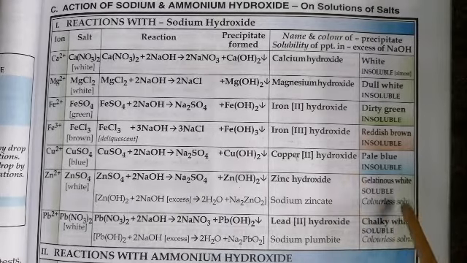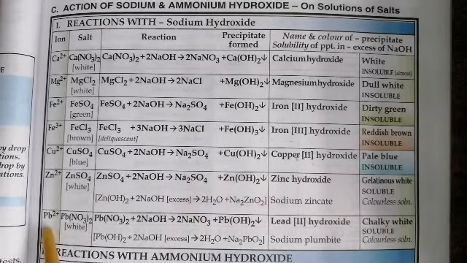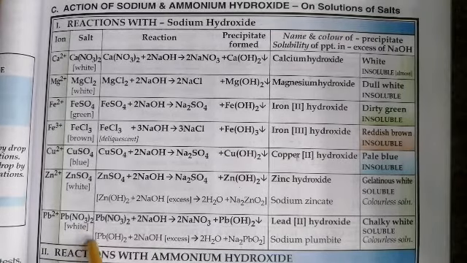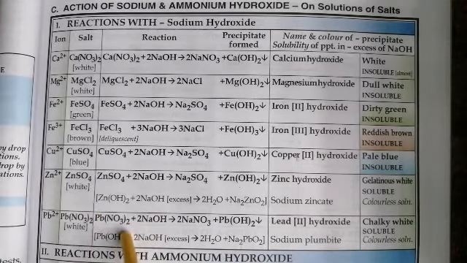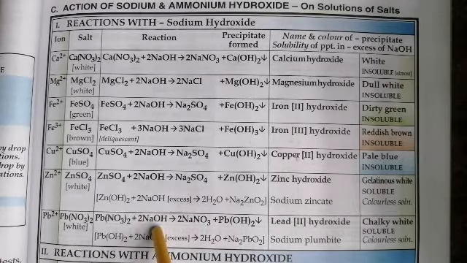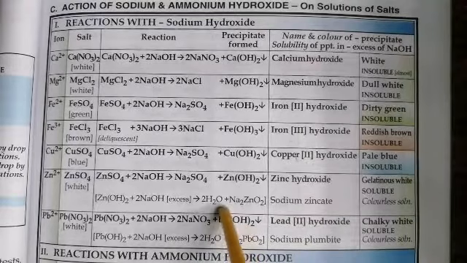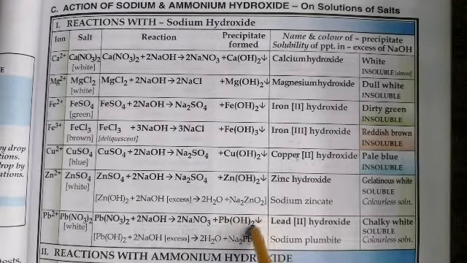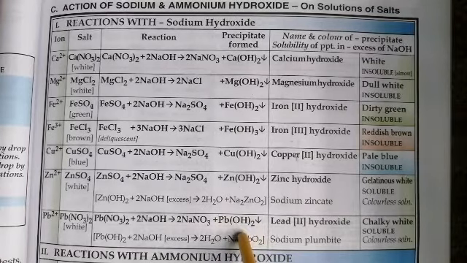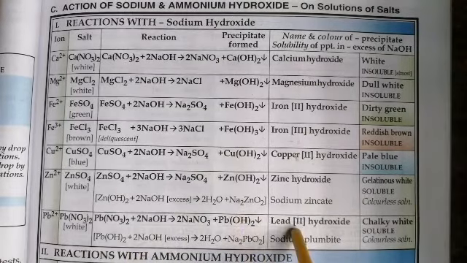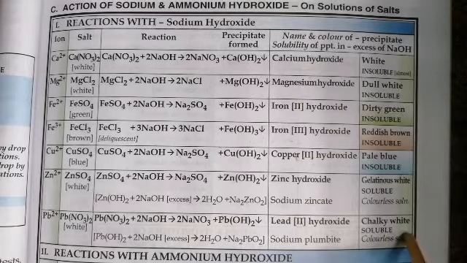Are you with me? So earlier it was gelatinous white, now it dissolves in excess of sodium hydroxide to give a colorless solution. Finally, lead salts, and this is lead nitrate solution, which is white in color. You add to it sodium hydroxide in small quantity, then you see lead hydroxide forming, which is a chalky white precipitate. On adding excess of sodium hydroxide, what happens? It dissolves in it.